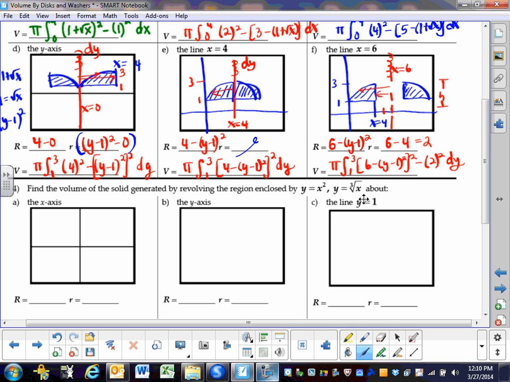So you don't want to spend time foiling this out. You don't want to spend time trying to turn this into something else in case you make an algebra mistake and then lose all your points.